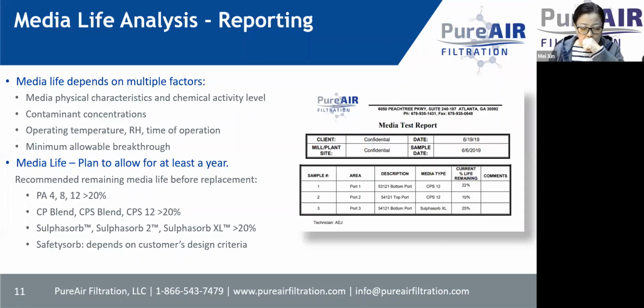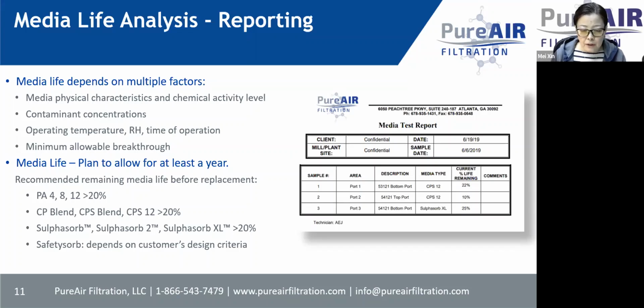Also, with a different media system, different customers probably have a different minimum allowable breakthrough. For example, for an emergency gas scrubber, you have to have a higher remaining media life. Maybe you have to have 50% left before you schedule another change out. For some other odor control, probably 20% remaining media life is required for your minimum allowable breakthrough. So we suggest you plan to allow for at least a year for media life remaining.